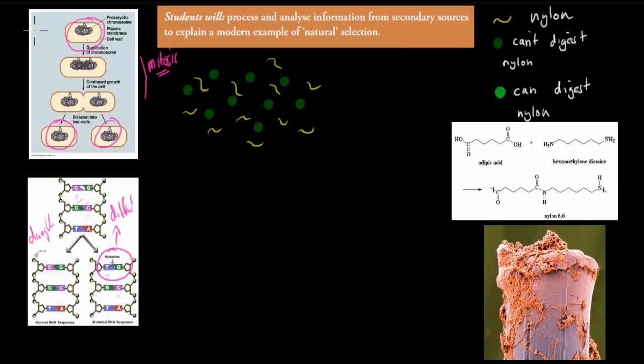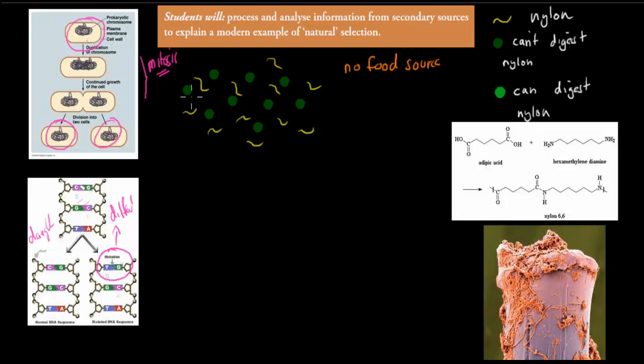So you can imagine initially we had this scenario. We have nylon, which is these yellow squiggly things, inside a solution. In that same solution we have the bacteria that can't digest nylon, in dark green. The ones that can digest nylon will be in light green. At the moment there are none here. But they made a solution where they had no food source, or very minimal food source, and there was lots of nylon.